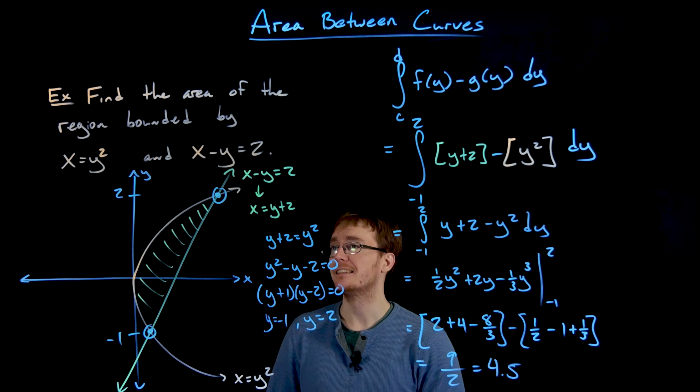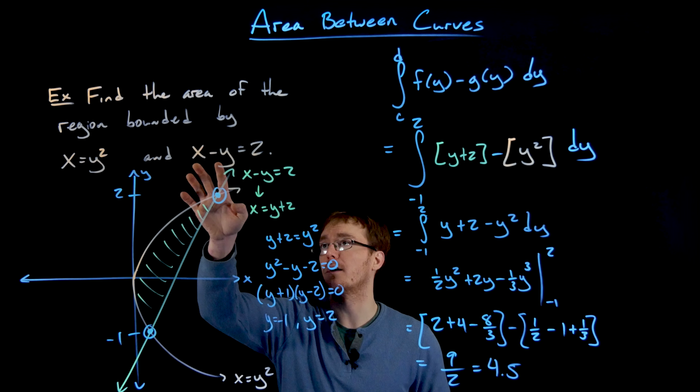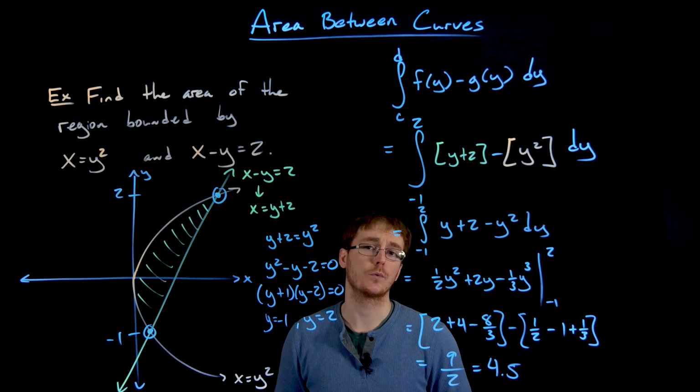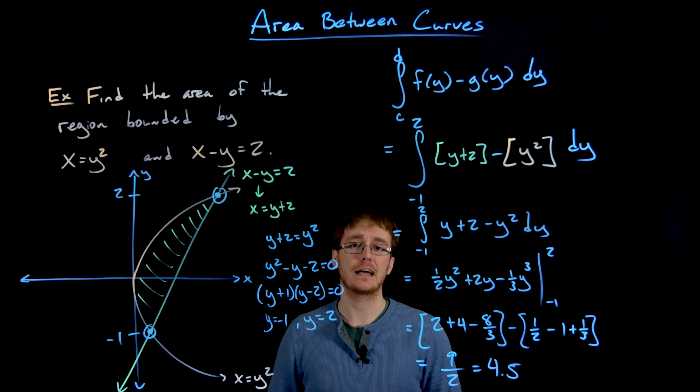So now we know the exact area bounded between our curves, x equals y squared and x minus y equals 2, is about 4.5, whatever those units happen to be. And so we are finished with this problem, but I just want to spend one more little minute talking about how we could have attempted this the other way. It actually could be done the other way, integrating with respect to x, but it's going to be a much more complicated problem.